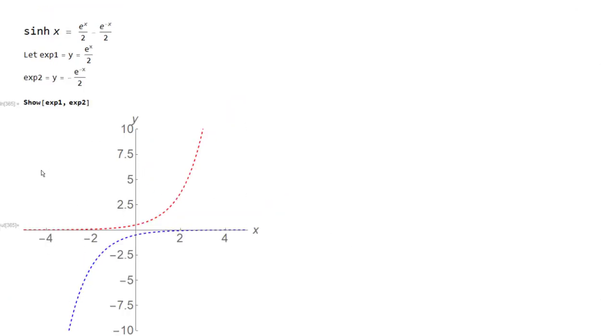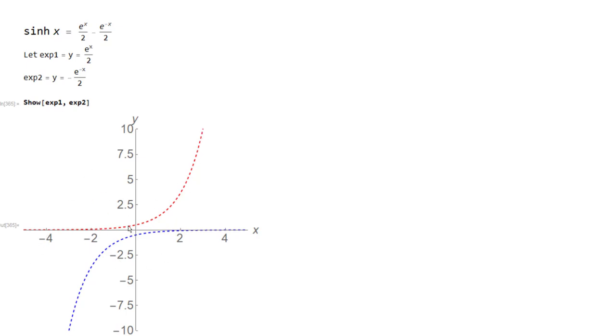Now this is the combination of these two exponential graphs. I changed the x-axis and y-axis: x from negative 4 to 4, and y from negative 10 to 10. This one is similar to the one in your notes. And you see this graph, you have these two graphs.